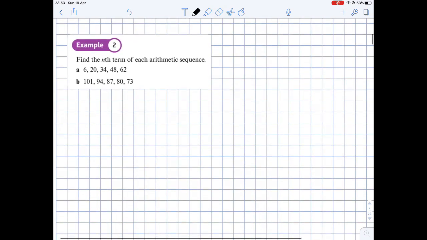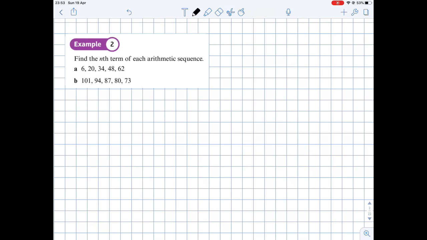Moving on to example 2. Find the nth term of each arithmetic sequence. Well, for part A, we know the formula is un equals a plus n minus 1 times the common difference. So for the first one, we know that the first term is 6, and hopefully you can spot the common difference is 4. Sorry, 14, apologies. So we have n minus 1 times 14.